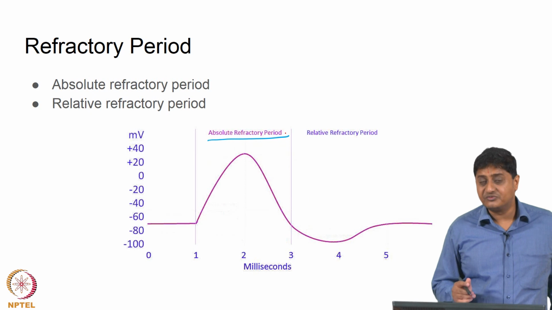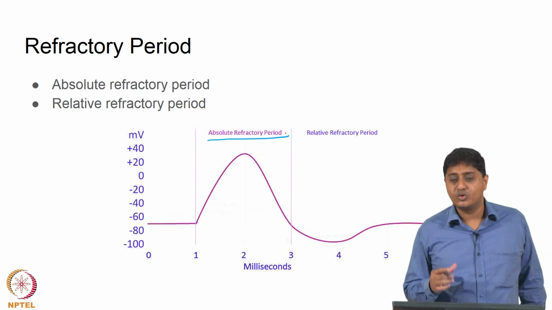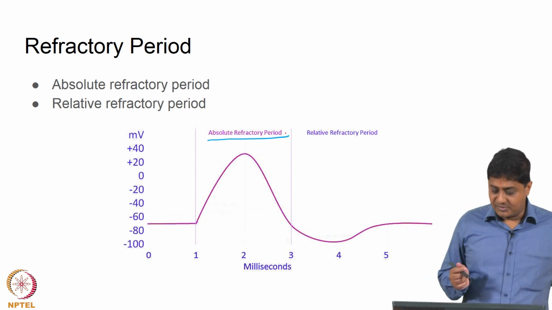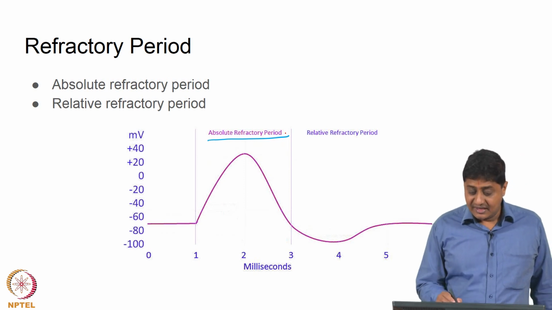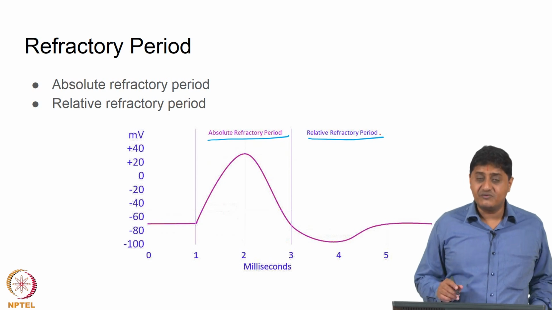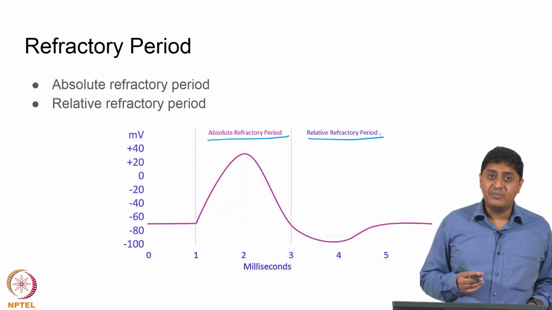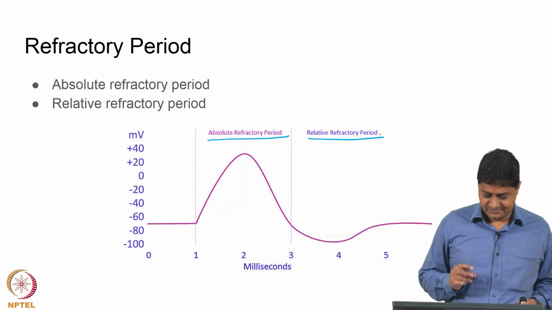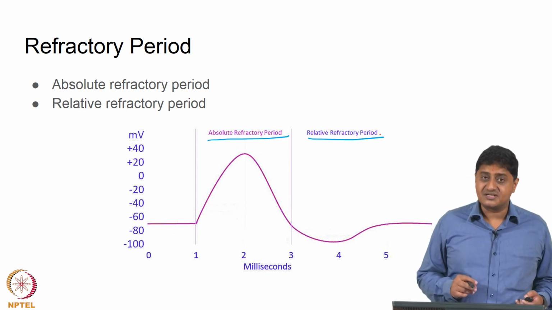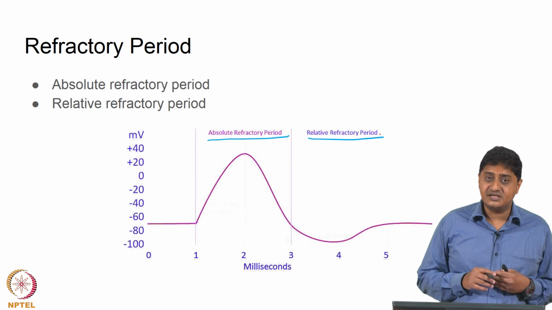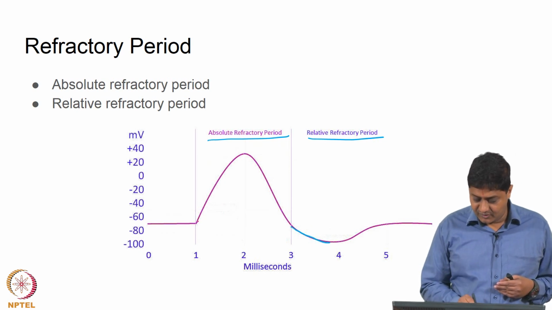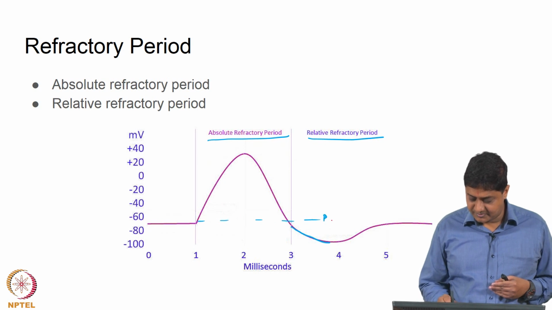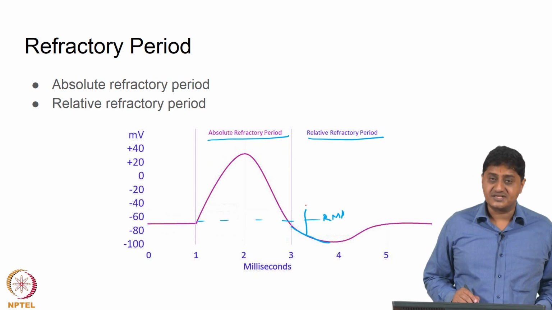We also defined absolute and relative refractory period. Absolute refractory period is this period during which you cannot cause an action potential no matter the strength of the stimulus, because the inactivation gate of the voltage gated sodium channel is closed. Relative refractory period is this period during which you can cause an action potential, but with a higher amplitude stimulus. This is because the voltage gated potassium channels have taken the membrane potential to a more negative value when compared with the resting membrane potential.